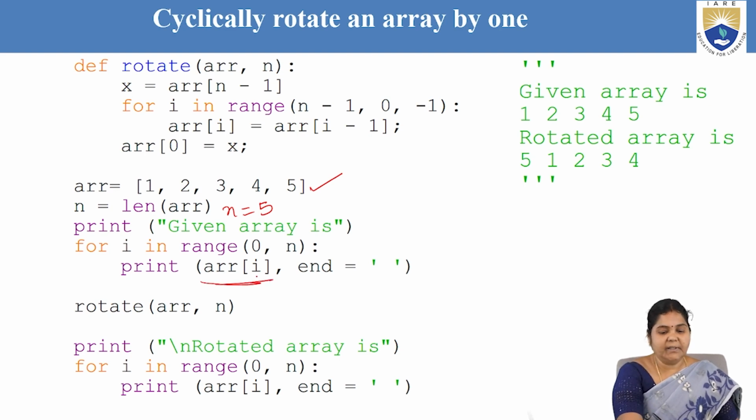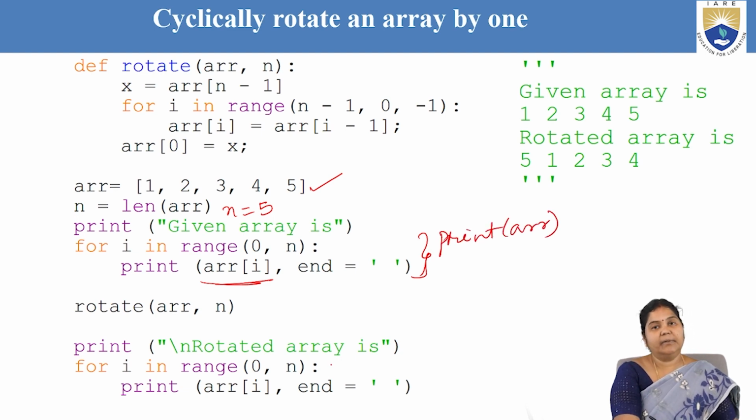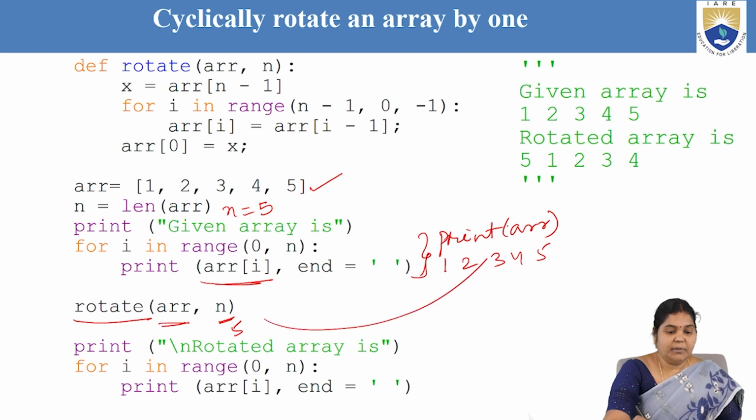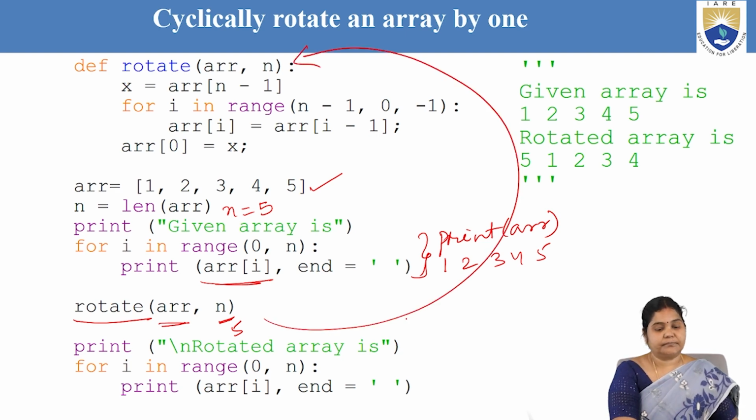Instead of writing this particular loop, you can simply write print ARR. In Python, it will print the content of the array. Otherwise, you can use the procedural approach, using a loop to print the content of the array. Both will be fine. So your array will be printed as 1, 2, 3, 4, 5. Now we are calling a function called rotate and we are passing the array and the number of elements, which is 5. So the control will go to the rotate function.